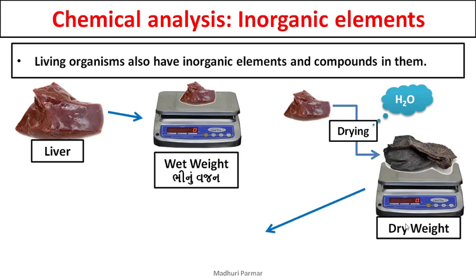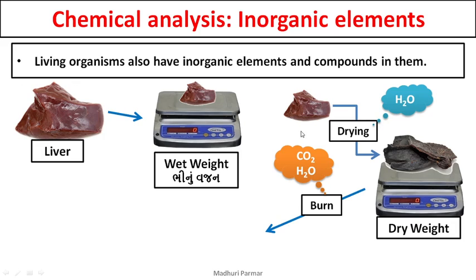Clear? But this tissue will have the inorganic elements as well as organic compounds. We just want to find out what inorganic elements are present. For that, you burn this dried piece of liver. Whenever you burn something, the organic compounds get converted into carbon dioxide and water. Combustion.